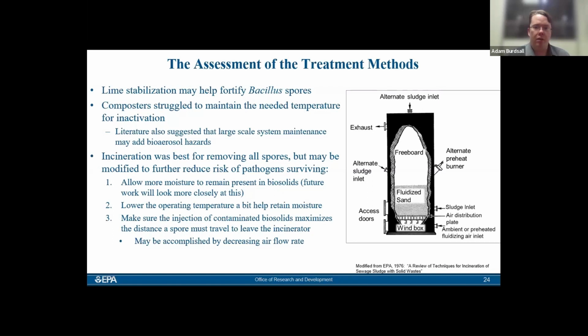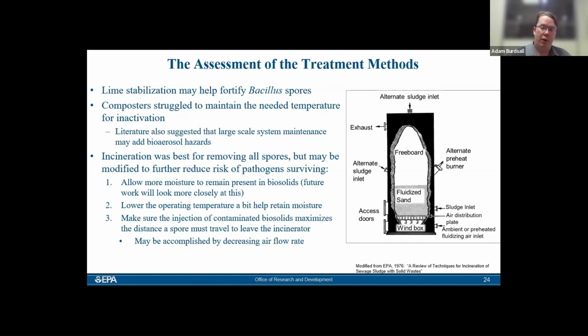As we expected, incineration was the most effective of the three treatment methods, but there were some factors that seemed to maybe increase the risk that pathogens could survive this process. And so we offer these ideas that might be adopted at some point to mitigate that risk. Number one, allow more moisture to remain in those biosolids when they are injected into the incinerator. We're gearing up to take a much deeper dive into this part of the investigation in a follow-up study.